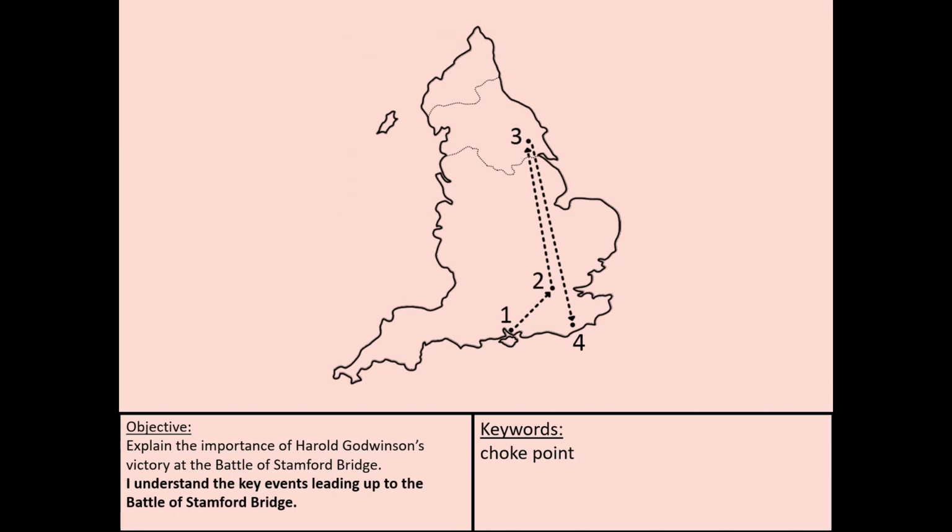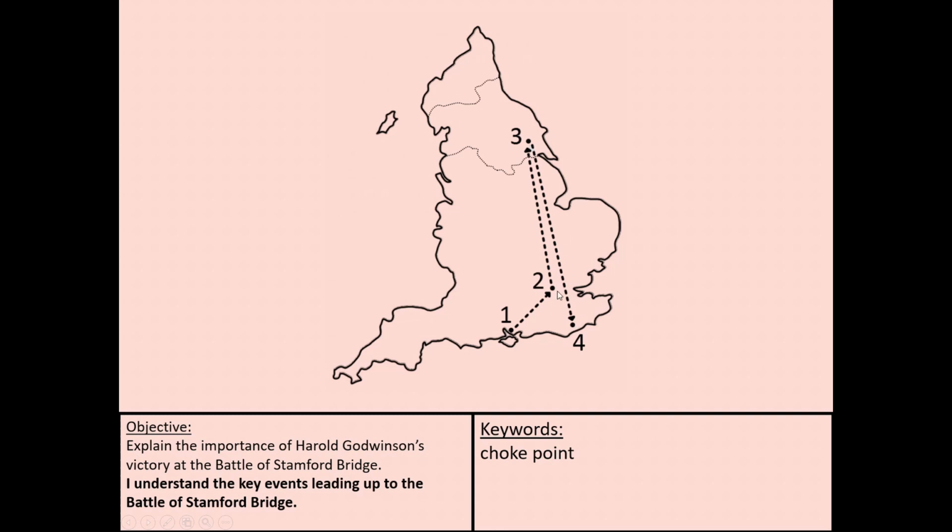Now, on the map, there are a couple of things which need a little bit of further explanation. First of all, technically, there should be another spot just here. That line should technically go back to London and then to the area around Hastings. That's because Harold didn't go straight from the area around York to the area around Hastings.